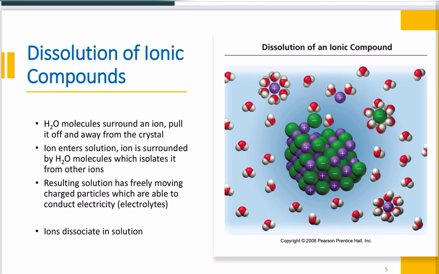This is again called a dissolution because it's completely breaking apart that crystal into its individual ions. The ions enter the solution, they're surrounded by the water molecules, and these water molecules then isolate them from other ions in solution. So we have free-moving charged particles in solution, and these are able to conduct electricity. These are known as electrolytes. Electrolytes conduct electricity. So these ionic compounds that dissolve and form ions in solution are able to conduct electricity.